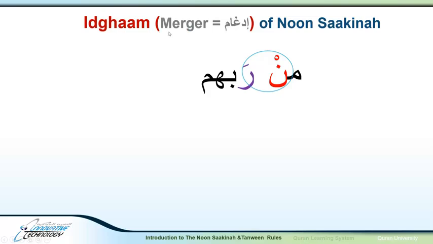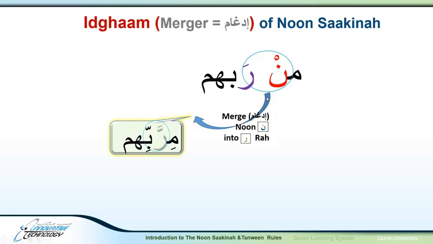Idghaam means assimilation or merger. And in the example we have given, min rabbihim, we can merge the two letters into one. So instead of saying min rabbihim, where each of the two letters, the Nun and Ra, are spelled clearly and independently, the Nun would be totally merged into the Ra. And that will make the Nun disappear. So instead of saying min rabbihim, we'll say mir rabbihim. No Nun would be pronounced, only a Ra, and the Ra will be like a duplicate Ra. It has shadda. Mir rabbihim instead of min rabbihim.